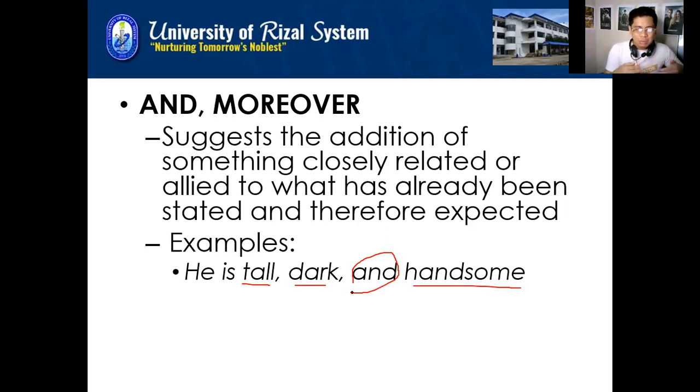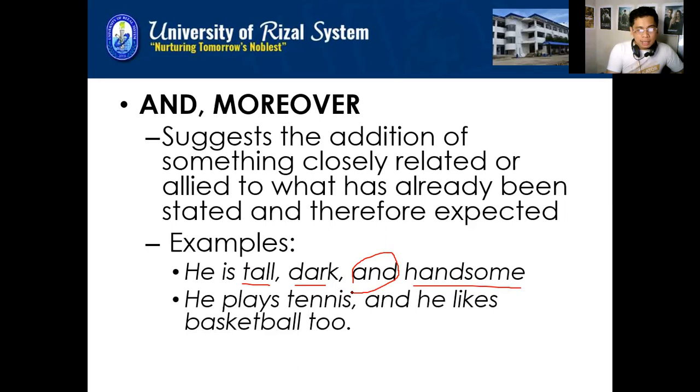That is what we mean by adding information about the subject in a sentence, or something that the sentence is being referred to. He plays tennis and he likes basketball too. So aside from playing tennis, the subject also likes basketball. Now, how are you going to use "moreover" in the sentence? Just simply replace "and" with "moreover".